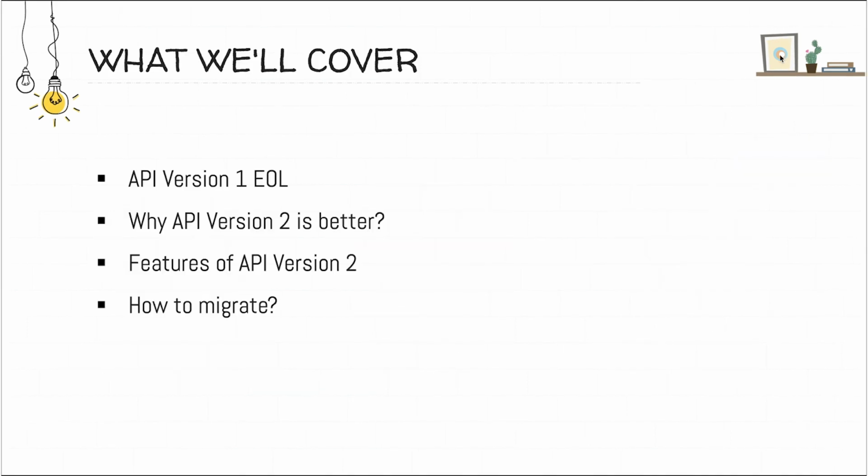So this is what we'll cover today. The first is the end of life period of API version 1, which is quite important because we only have a month left, and why API version 2 is better, some of the features of API 2, and finally how to migrate from version 1 to version 2 without any loss of data, or an easier way to migrate, because in case you have 1,000 customers and you have to migrate each and every one of them manually, then it'll take a lot of time. So we have a solution for that, which enables quick migration from version 1 to version 2 with minimal coding.